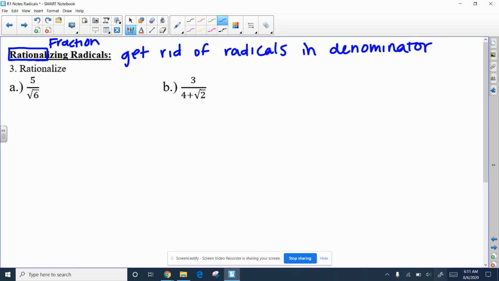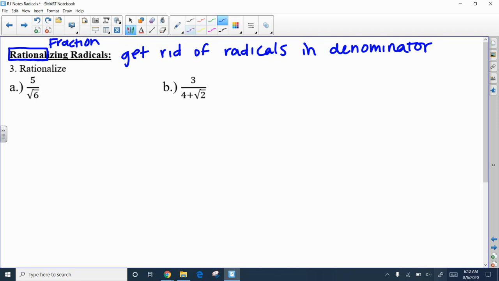Rationalizing radicals means that we're trying to get rid of radicals in the denominator. So it's fairly easy. We're only going to work with square roots on these, although you could have to rationalize if we had a different radical like a cube root. If there's just a single radical, it's actually pretty easy, because we're trying to get a pair, we just have to multiply by the same radical that we're trying to get rid of.